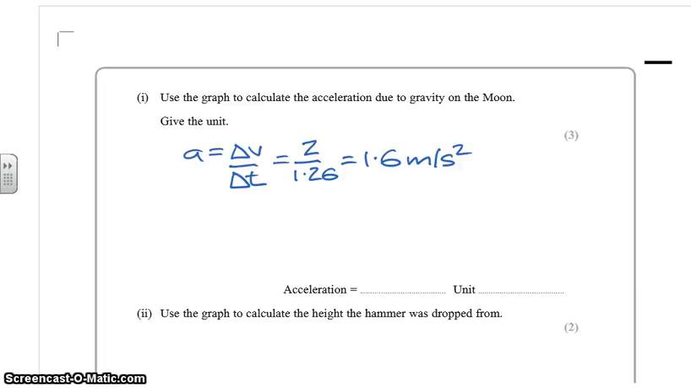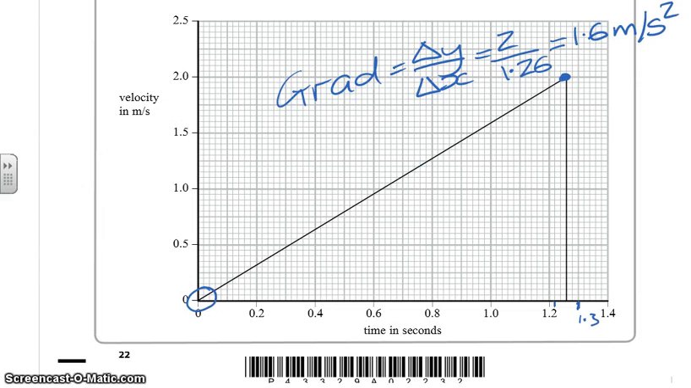8 part 2, use the graph to calculate the height the hammer was dropped from. Again, we need to go back to the graph, and you should know that for a velocity time graph, the connection to distance is the area under the graph. The area under this graph is given by the formula for the area of a triangle, so half times base times height.